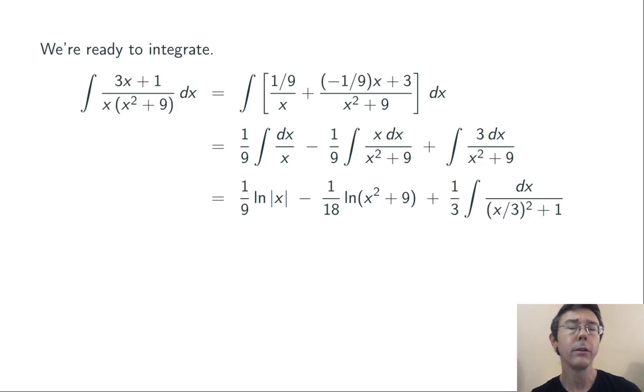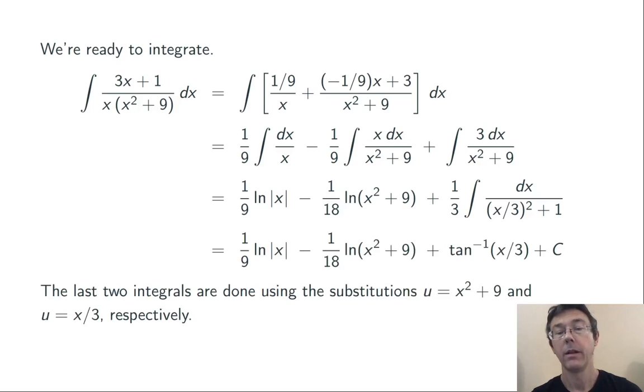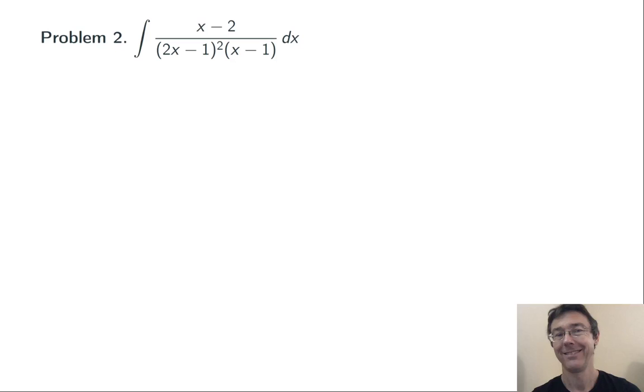I need it to be in the form of 1 over something squared plus 1. So I factored 9 out of the denominator to get it in that form. Now, the u substitution, u equals x over 3, will get the job done on that last integral. Overall, I get 1/9 natural log of the absolute value of x, minus 1/18th natural log of x squared plus 9, plus the arctangent of x over 3, plus C.